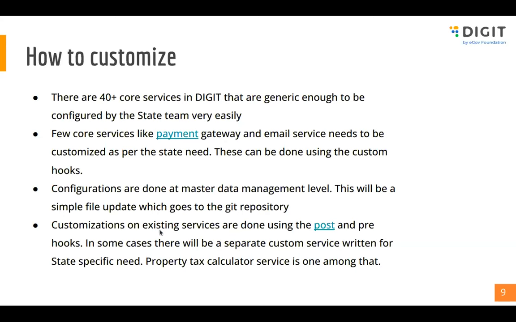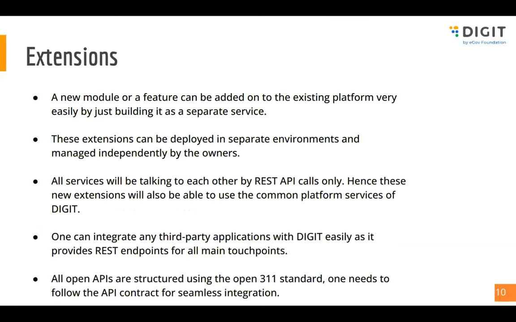That is for the existing one. If it is a separate service, for example the property tax calculator, which is a state specific need, we entirely fork that repo, that calculator service, and customize it according to the state needs. So on the existing one, you can extend it using the pre and post hooks.